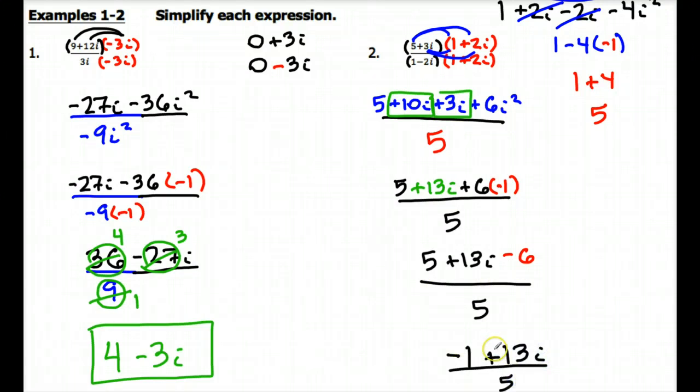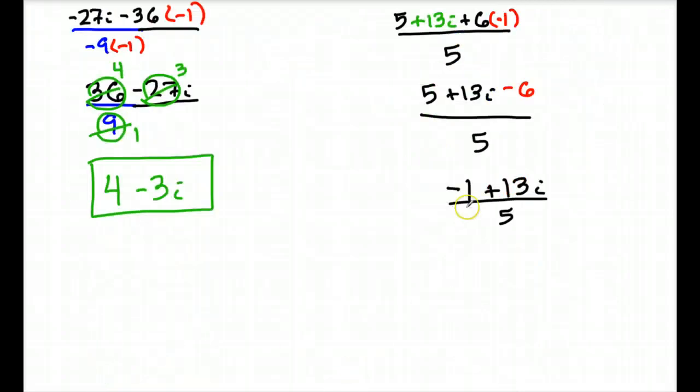And unlike the last problem, we can't reduce anything. Negative 1, 13, and 5. Can't do any kind of canceling there. So this right here would be my final answer.